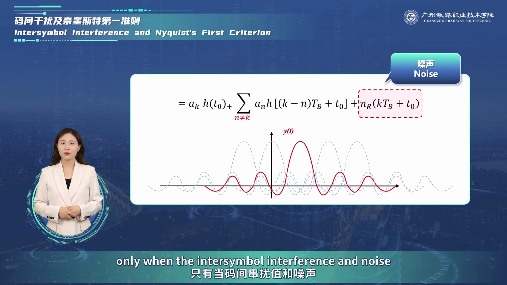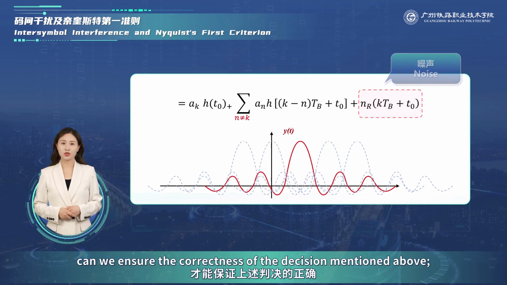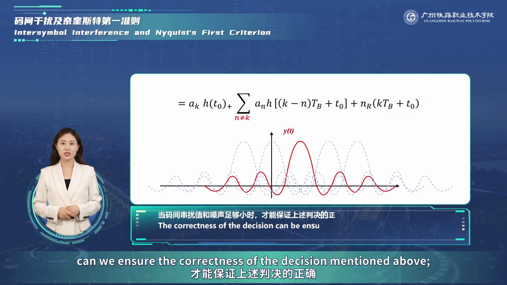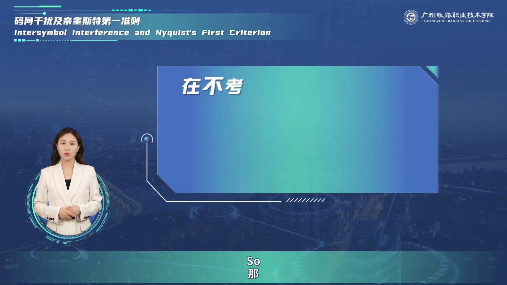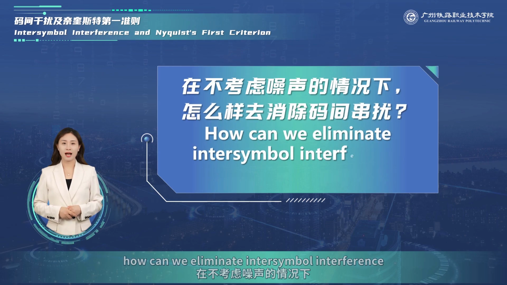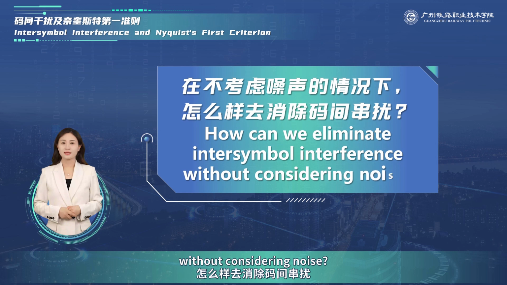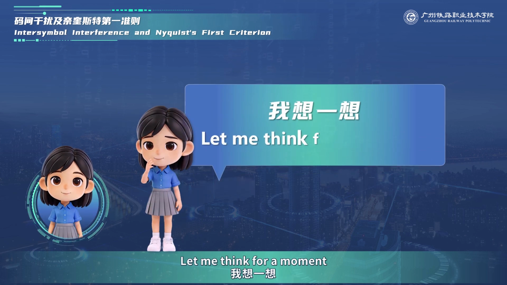Obviously, only when the intersymbol interference and noise are small enough can we ensure the correctness of the decision mentioned above; otherwise, it results in errors. So, how can we eliminate intersymbol interference without considering noise? Can anyone explain? Let me think for a moment.